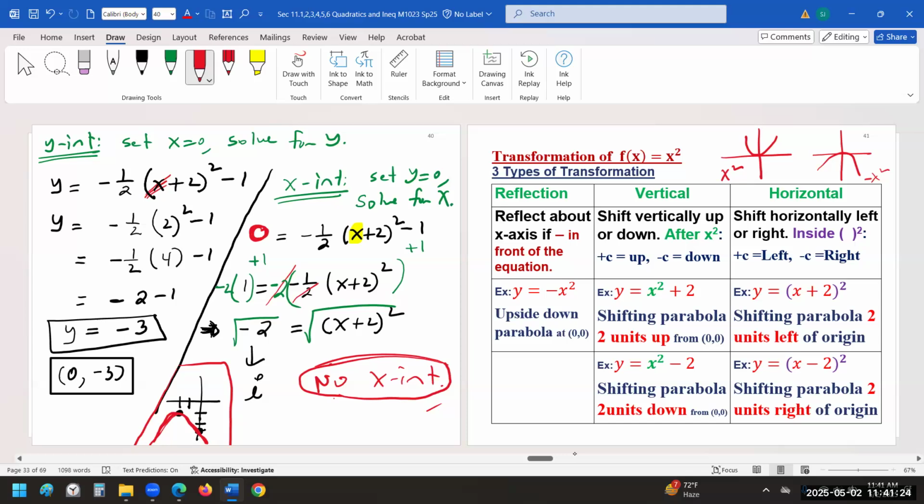So the horizontal shifting is the weird one. It doesn't listen to direction. The vertical shifting listens to direction. Plus means up, minus means down. Horizontal, plus means left, and minus means right. So horizontal shifting is inside your square. Vertical shifting is outside of your square. That's it. Question? Let's do some examples.